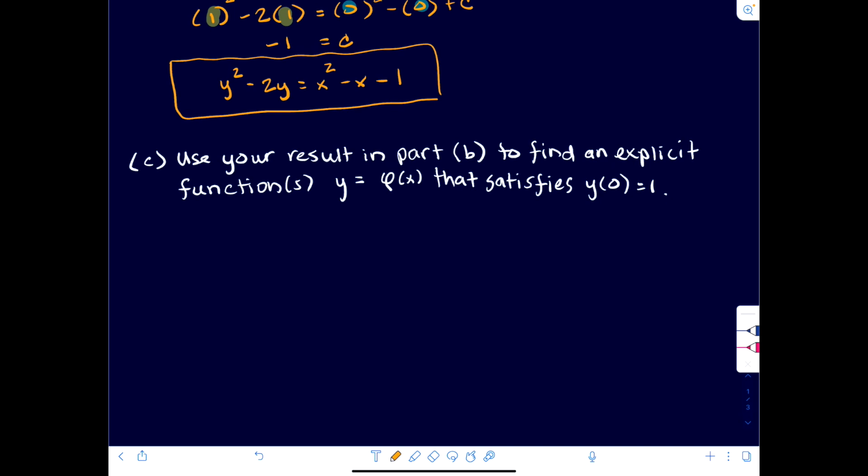All right, so for part C, we're asked to use our result from part B to find an explicit function or functions y equal to gamma at x that satisfies y at 0 equals 1. So when we do this, what we want to do is solve this equation that we have. And so I'm going to just get 0 on one side and everything else on the left side and see what happens. So we start with y squared minus 2y equals x squared minus x minus 1.